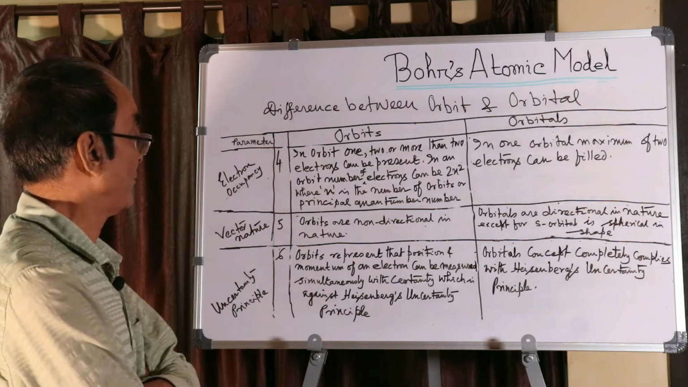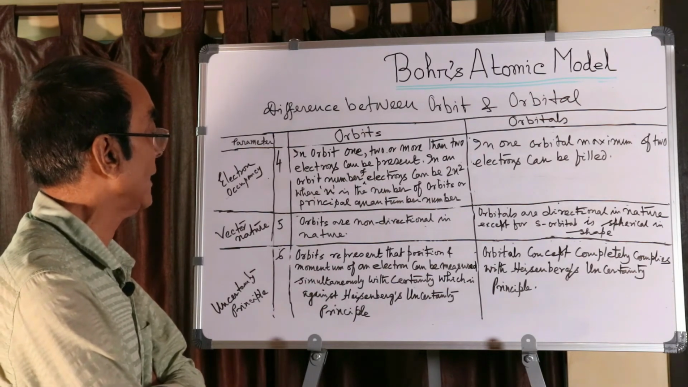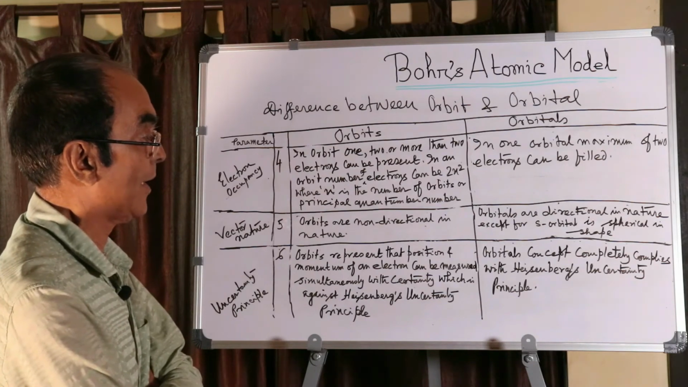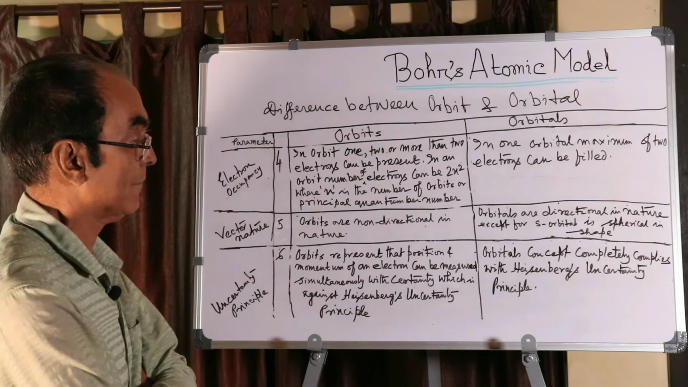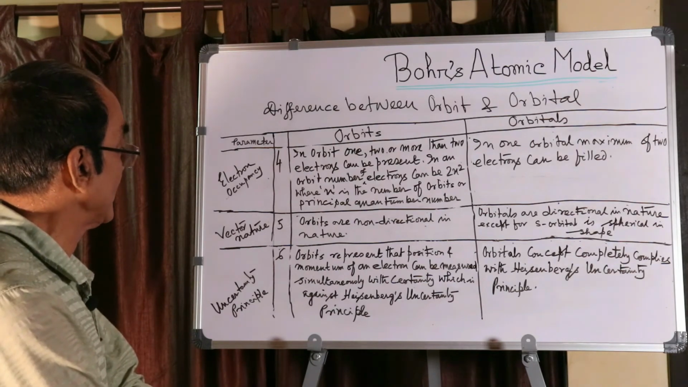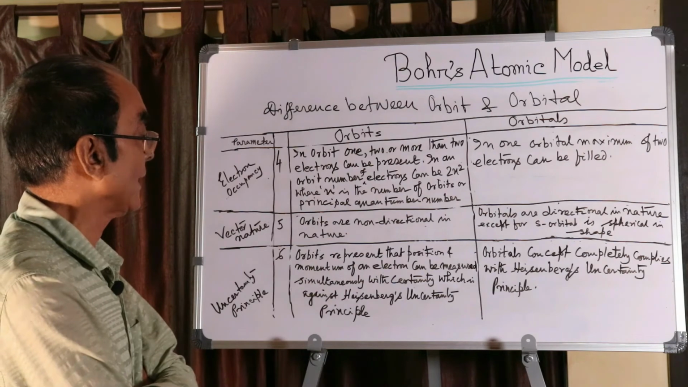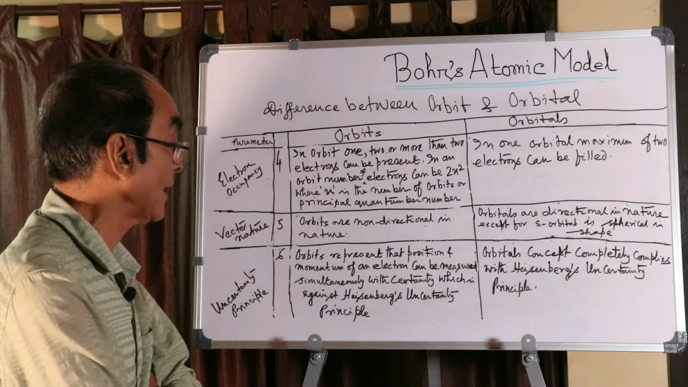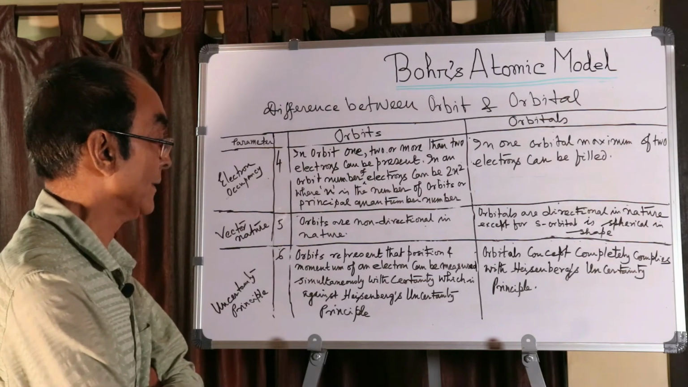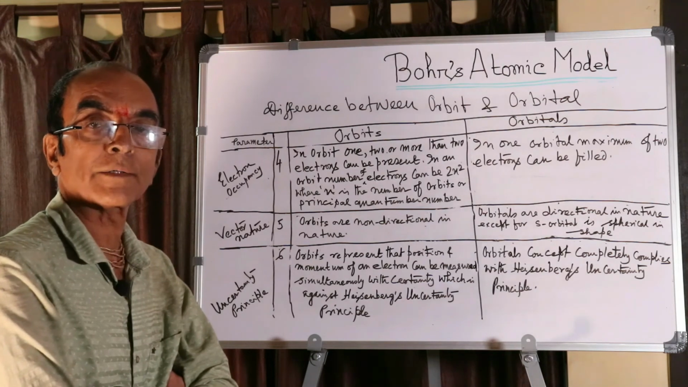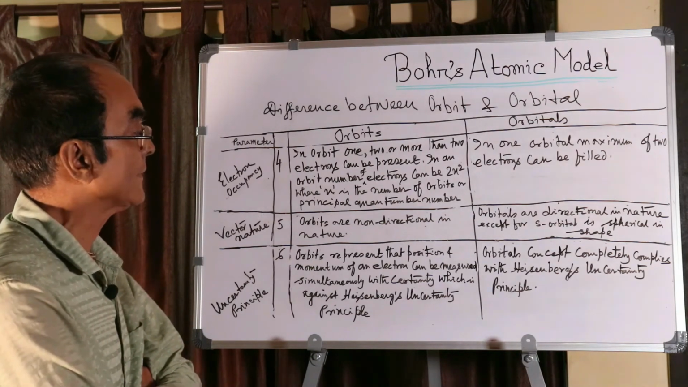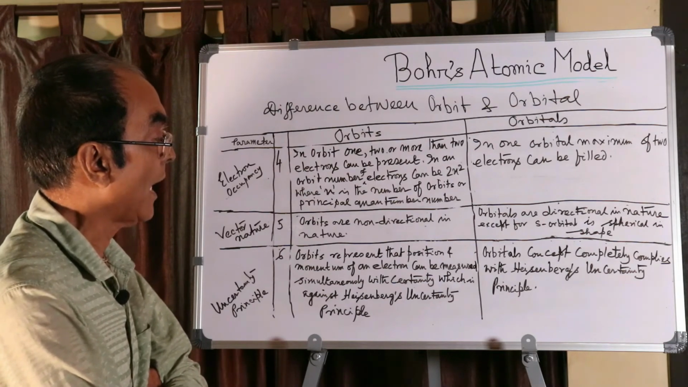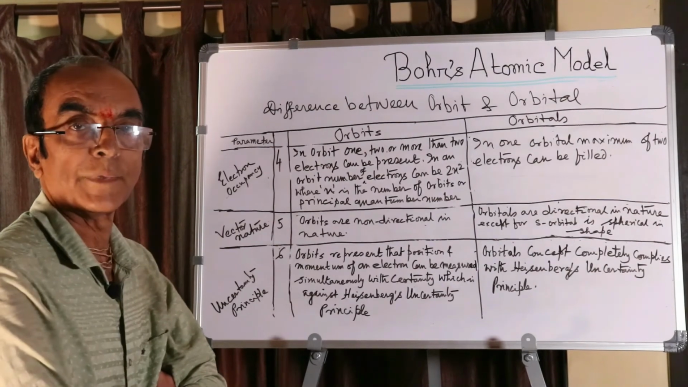Fifth point, vector nature. Orbits are non-directional in nature. Orbitals are directional in nature, except the s orbital, which is spherical in shape. Sixth point, uncertainty principle. Orbits represent that the position and momentum of an electron can be measured simultaneously with certainty, which is against the Heisenberg uncertainty principle. Whereas the concept of orbitals completely complies with the Heisenberg uncertainty principle.